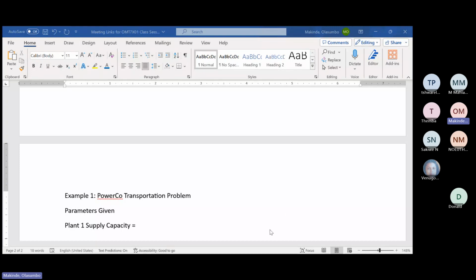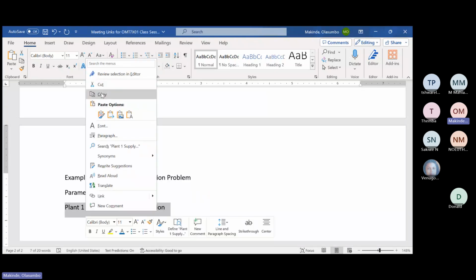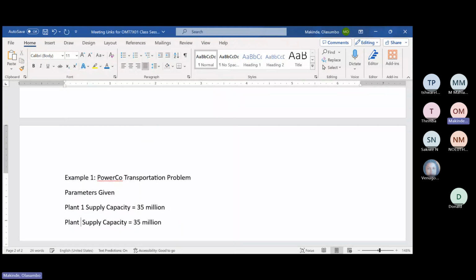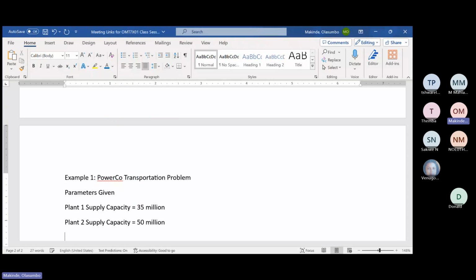So let me write it down. Then plant 2 supply capacity, I will just copy this and just edit to make it fast. Plant 2 supply capacity, according to what we have read, is 50 million. Then plant 3, because we have 3 plants. So all the suppliers, you need to note them down and note their capacity down.